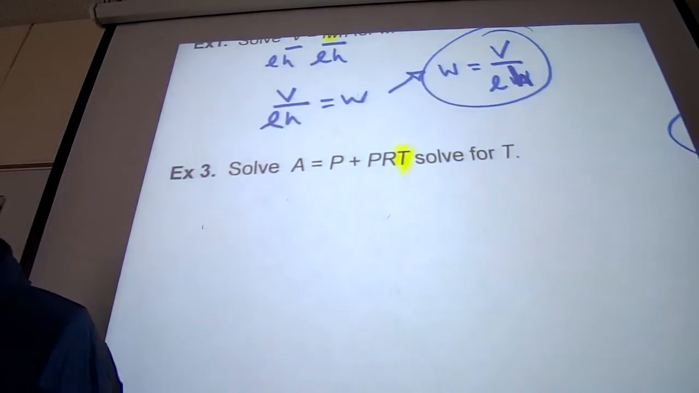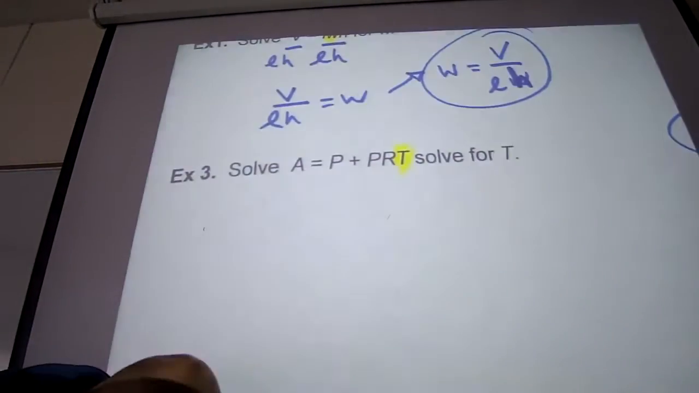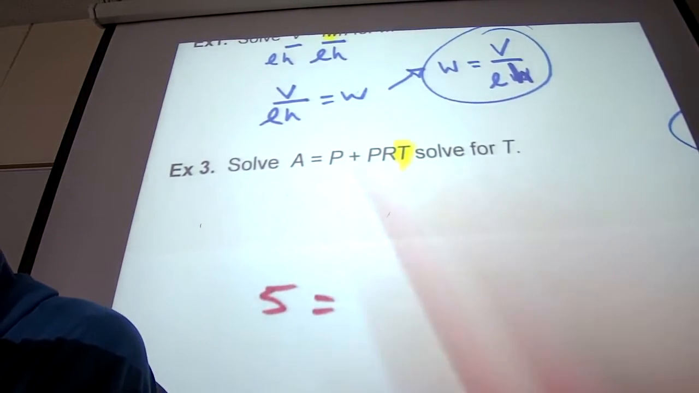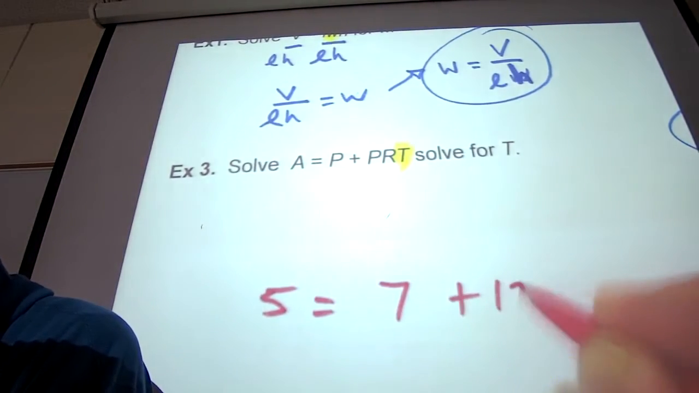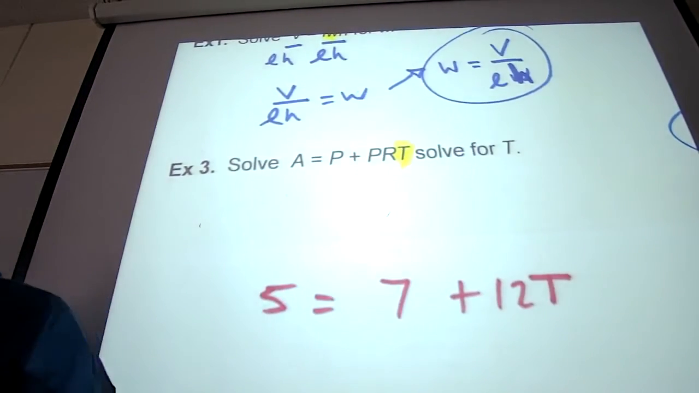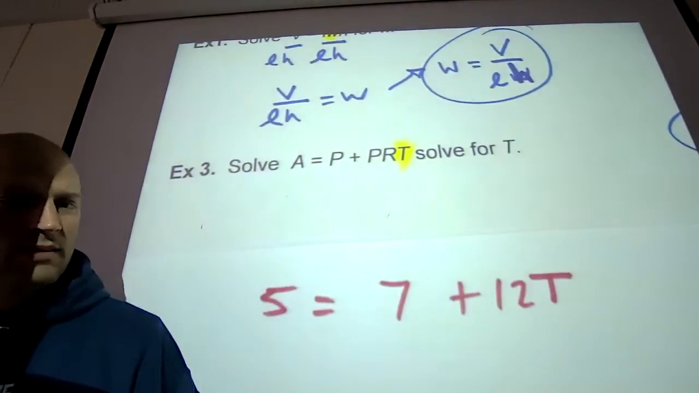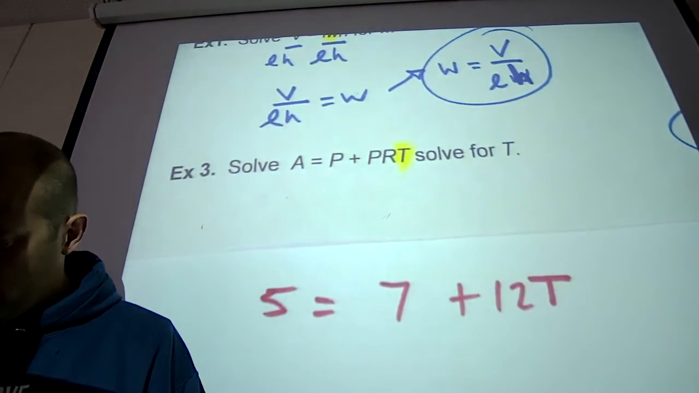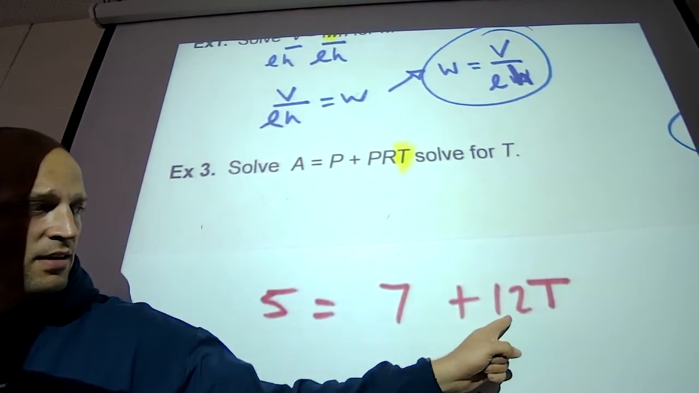And if you ever get stuck, let me grab another sheet of paper. If you ever get stuck, get rid of some of these letters and just make numbers. So instead of A, you could say, okay, I have 5. Instead of this P, I've got 7. And then instead of PRT, I've got 12T. What would you do first here? And then apply it to this. How would we solve for this T?